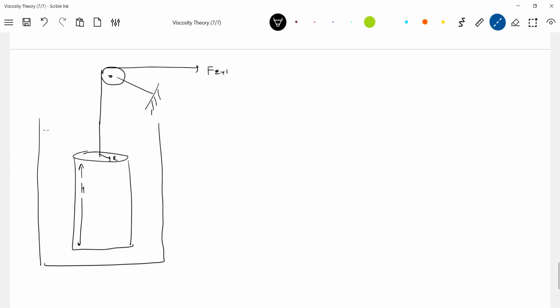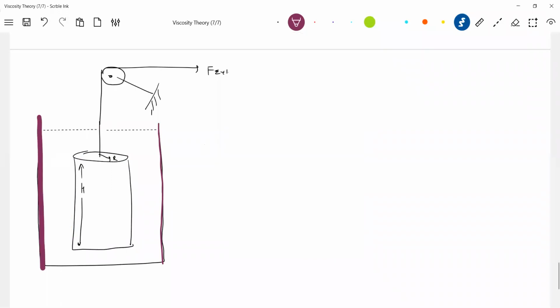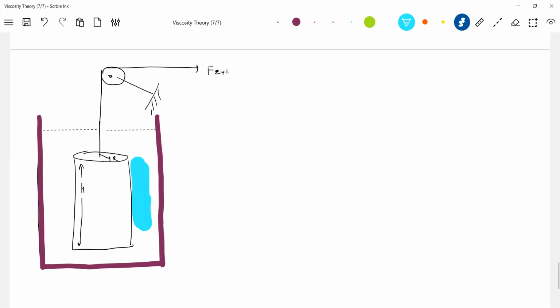There's a viscous oil or honey or any other thing. There's a container. Let me show that. This everything is the viscous layer, also viscous liquid. And I'm going to drag the cylinder. Tell me how much power I should exert on the rope, on the cylinder to drag it up with constant velocity.